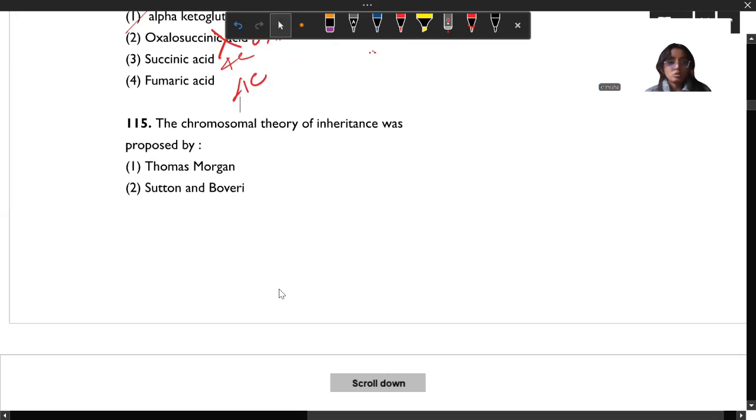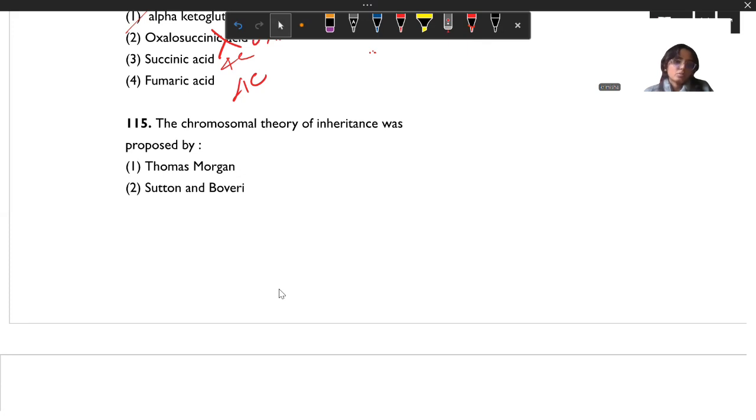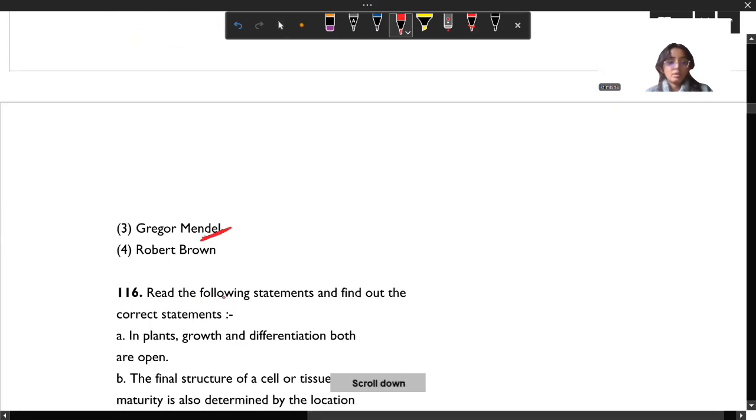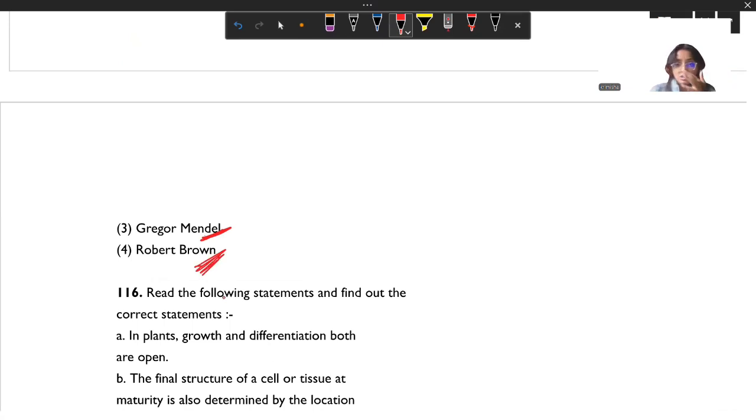Okay. The chromosome theory of inheritance was proposed by whom? This is also very easy. It was proposed by Sutton and Boveri. Thomas Morgan, what did he do? Recombination. Mendel worked on the pea plant. Okay, Robert Brown is related to the nucleus. So all these are different scientists with different achievements, which you should know. I hope this is clear to all of you.